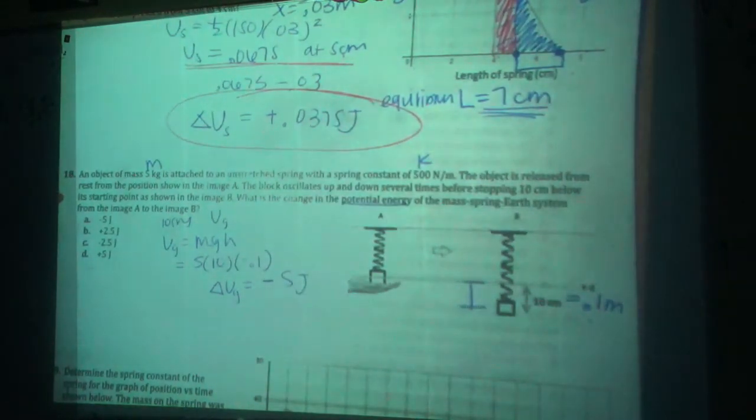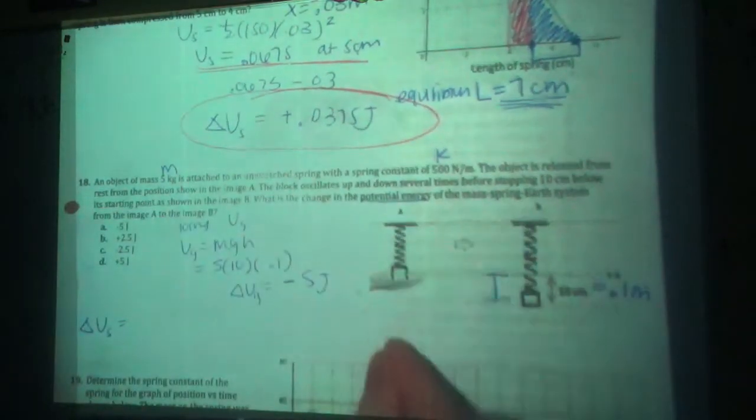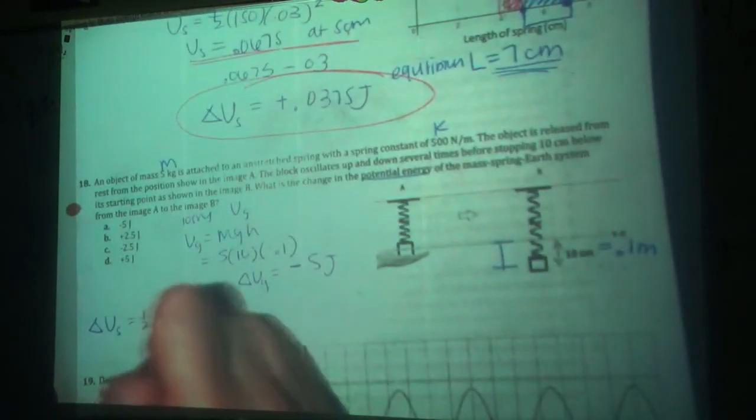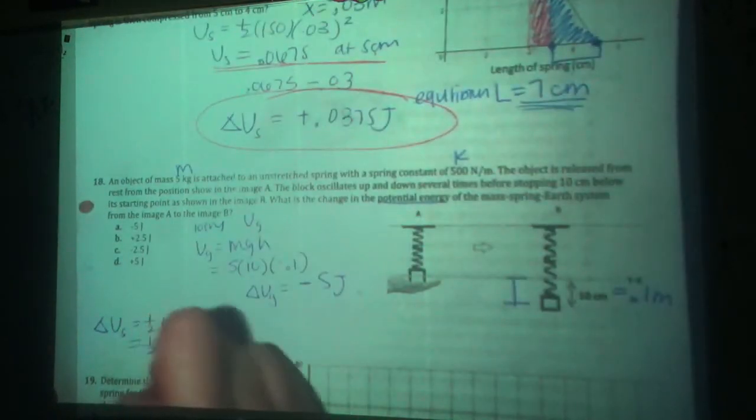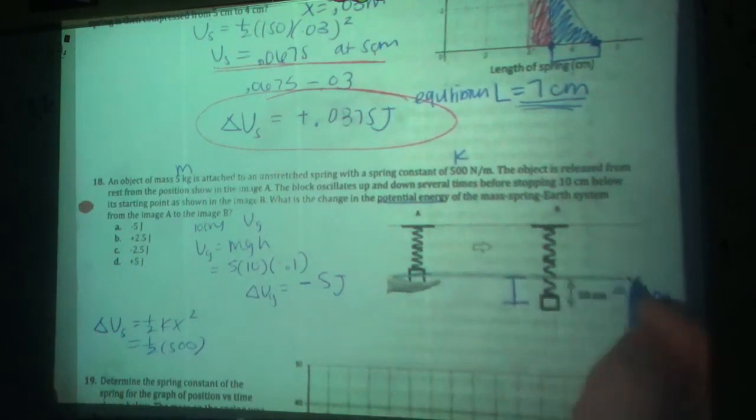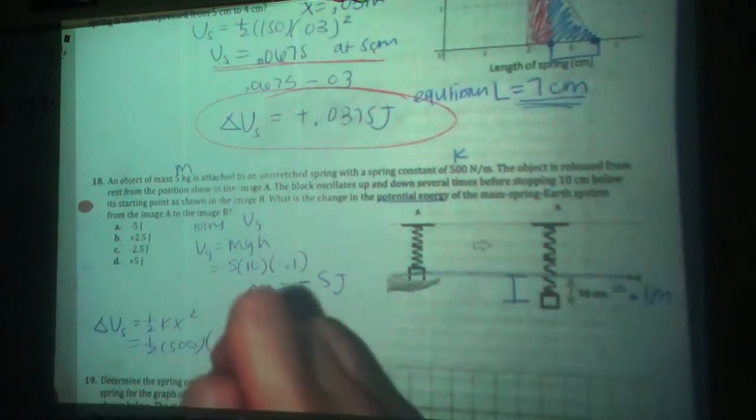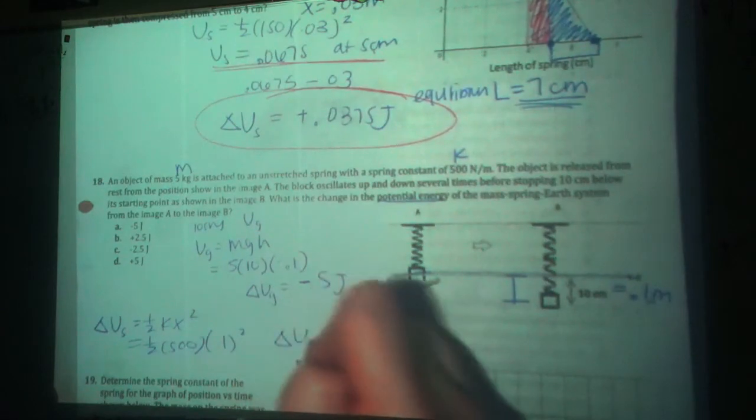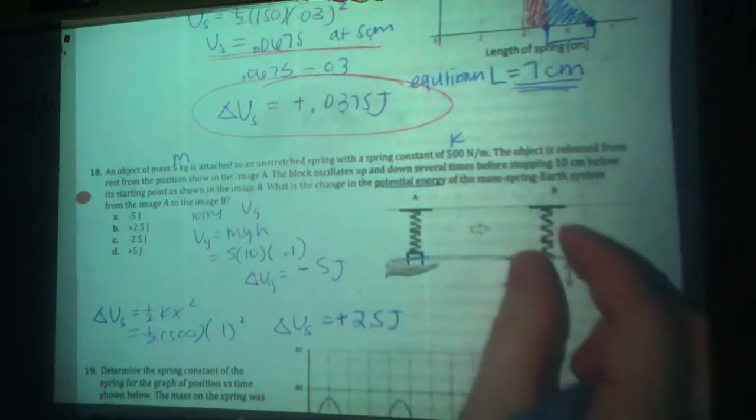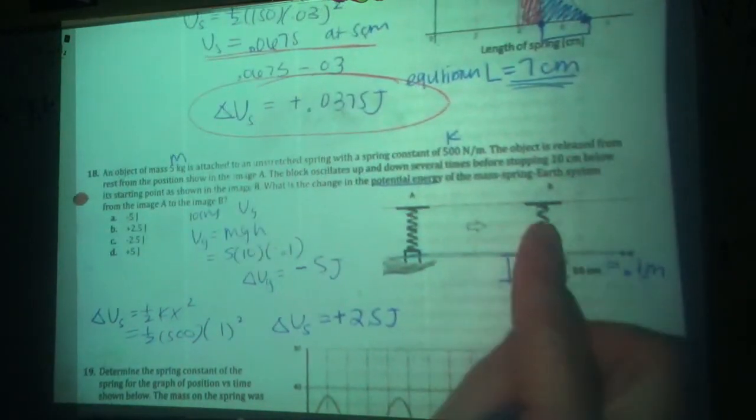And then the spring energy is gaining because it's stretching, so it's storing more energy in the spring. That's 1/2 kx squared. K was 500, and the displacement from its rest or equilibrium position is just 0.1 meters, squared. So the change in spring potential energy is 2.5 joules, and it's gaining 2.5 joules because the more it's stretched out, the more energy it holds.